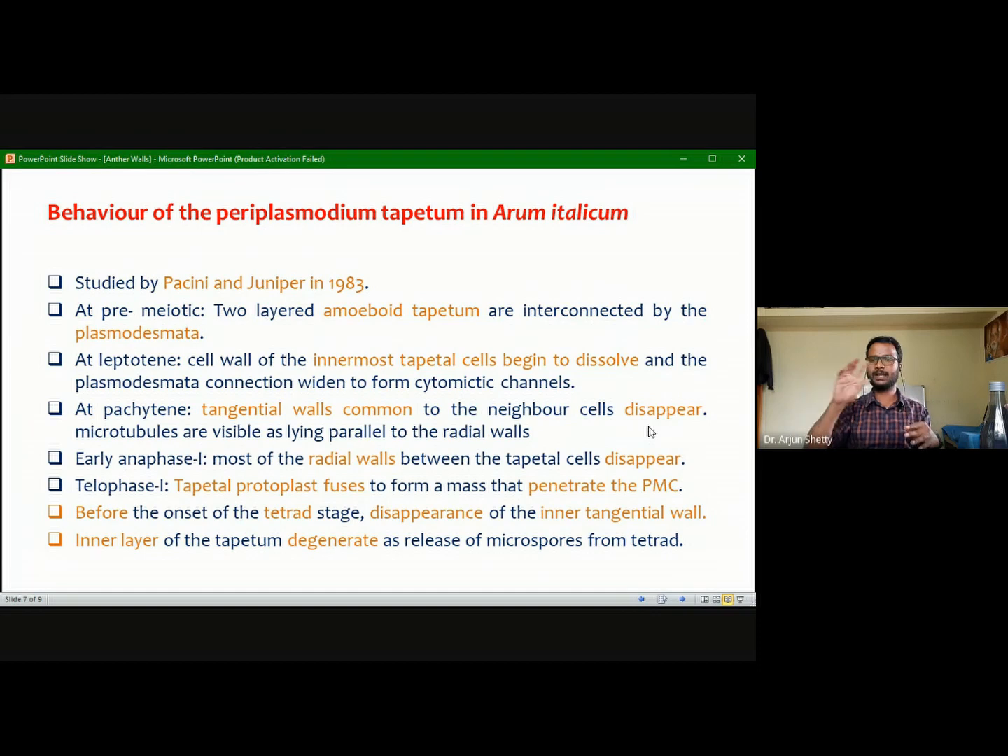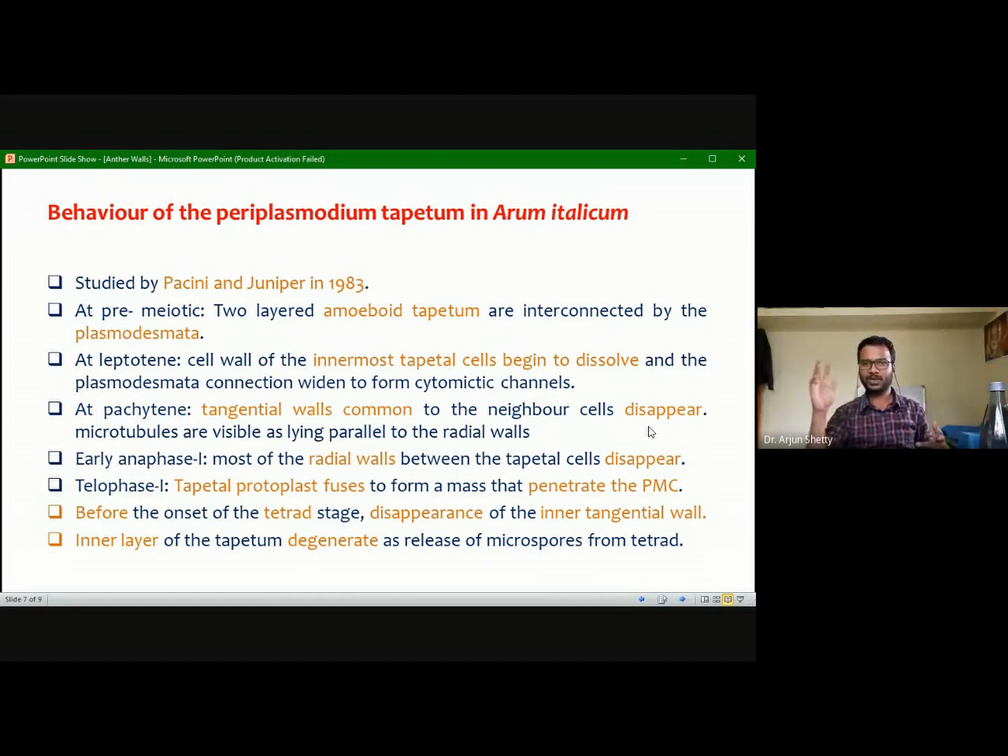So overall, what happens? The tapetum initially joins each other and forms a periplasmodium type. Next, we are going to see the disappearance, breaking or dissolving of the tangential wall, and then the dissolving or disappearance of the radial walls in the tapetum. And finally, at telophase 1, the tapetal protoplast fuses, including all the tapetal cells which are available, and they start penetrating towards the pollen mother cell.